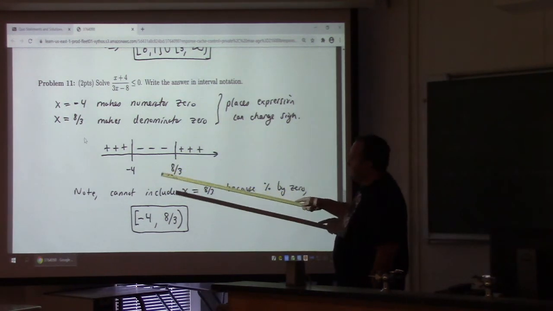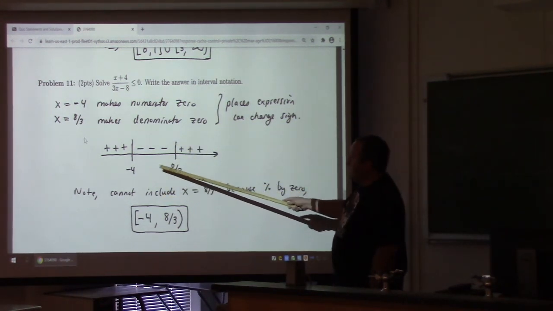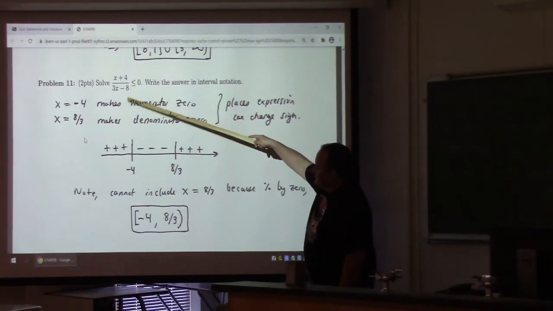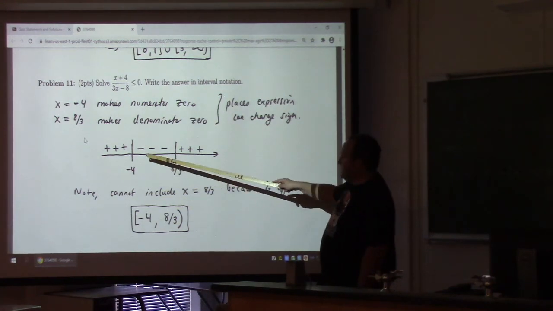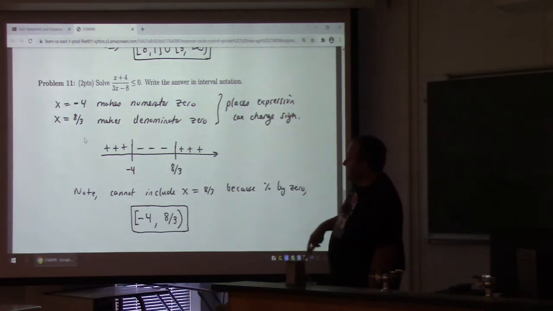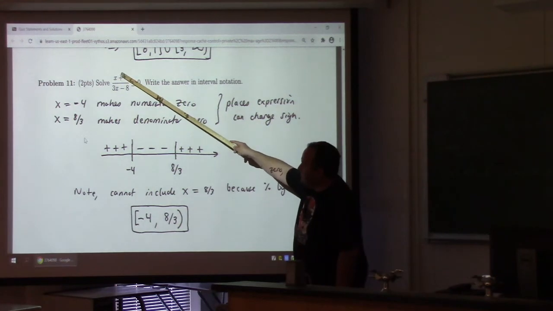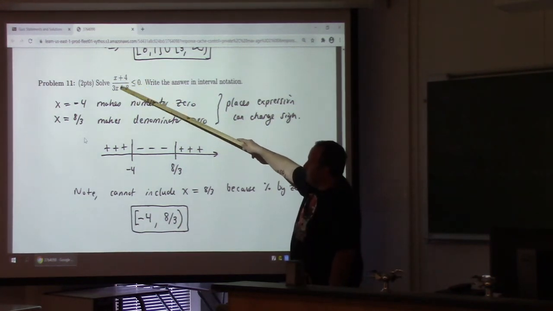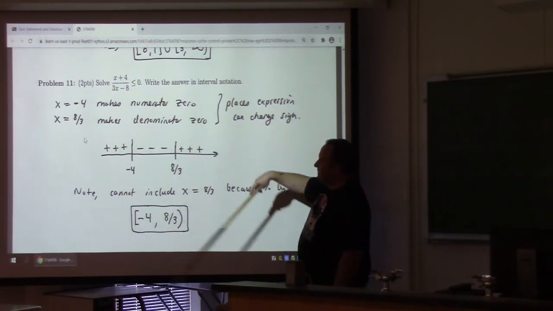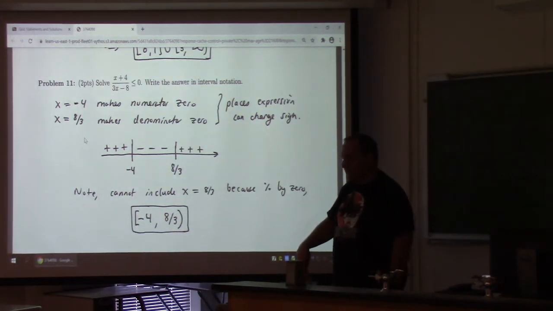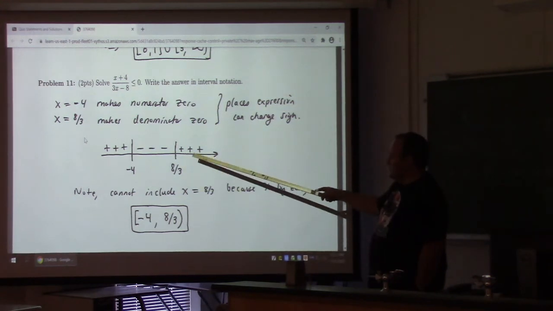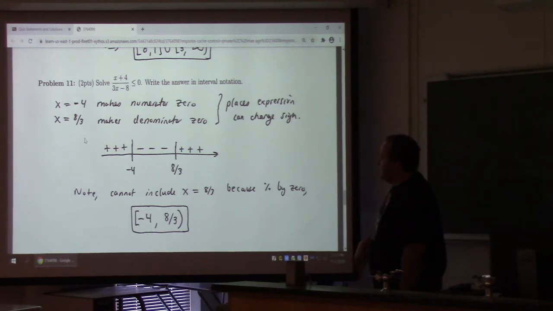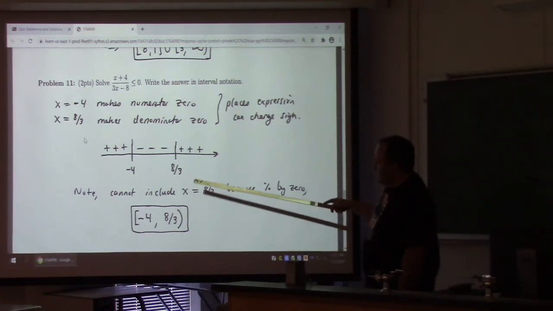I plug in some points. Like if you plug in 0, which is in here somewhere, it's easy to see you get 4 over minus 8, which is minus a half, which is what puts us minuses here. And then again, these are even. I mean, you see these are, it's not like x plus 4 squared. These are not even powers. They're odd powers. So I know it's going to flip signs when I go across these zeros. So I got minuses to pluses and minuses to pluses over there. So in short, the solution here should be minus 4 to 8/3.